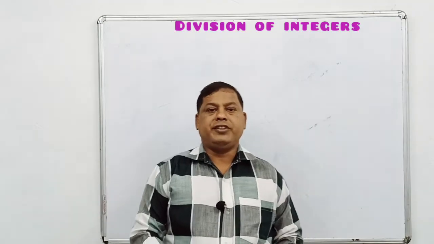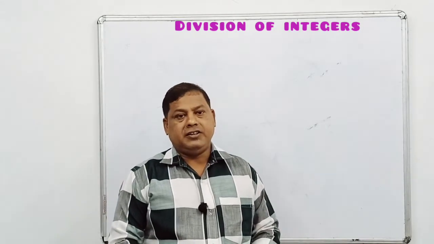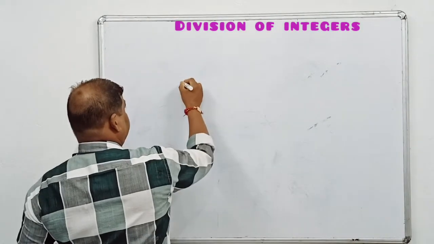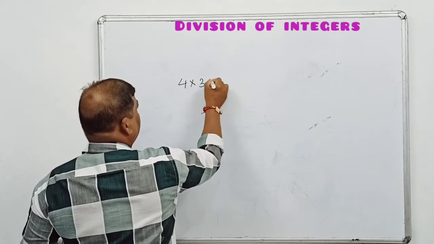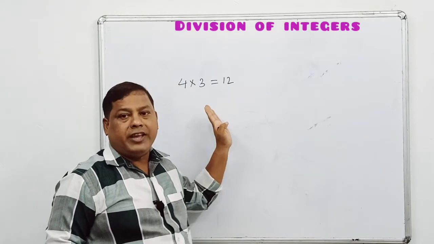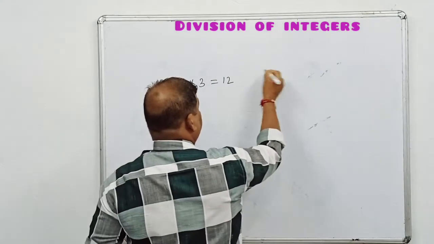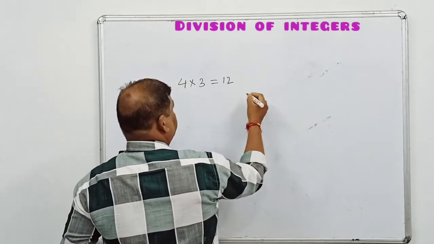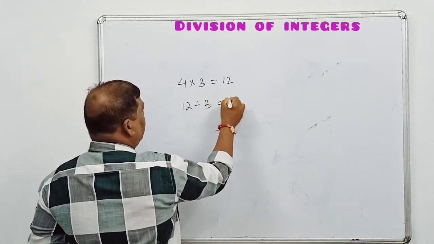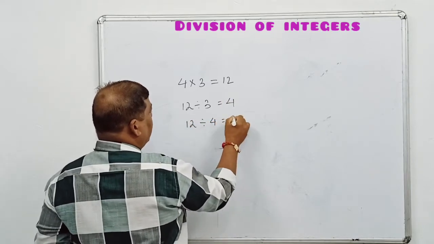As we know that division is the inverse operation of multiplication, let us see some examples for whole numbers. So it is a multiplication statement: 4 times 3 is 12. Now this 4 times 3 is 12 we can write in division statement in two ways. The first one is 12 divided by 3 is equal to 4. Then 12 divided by 4 is equal to 3.